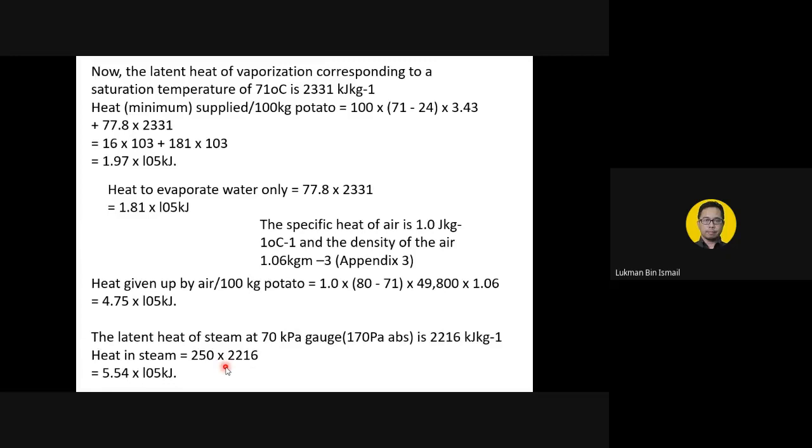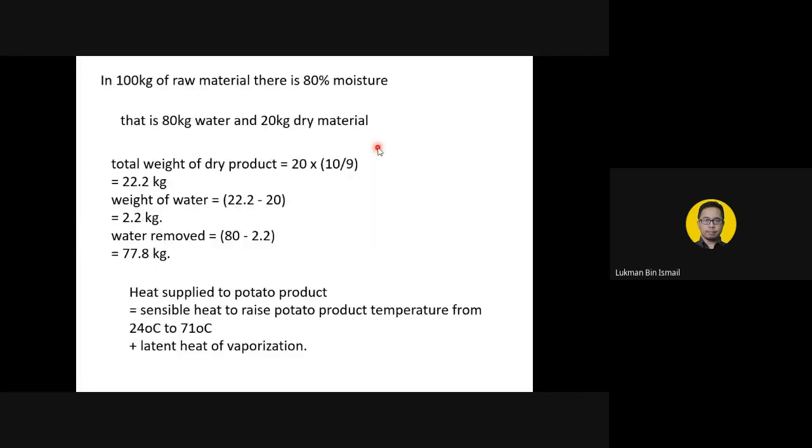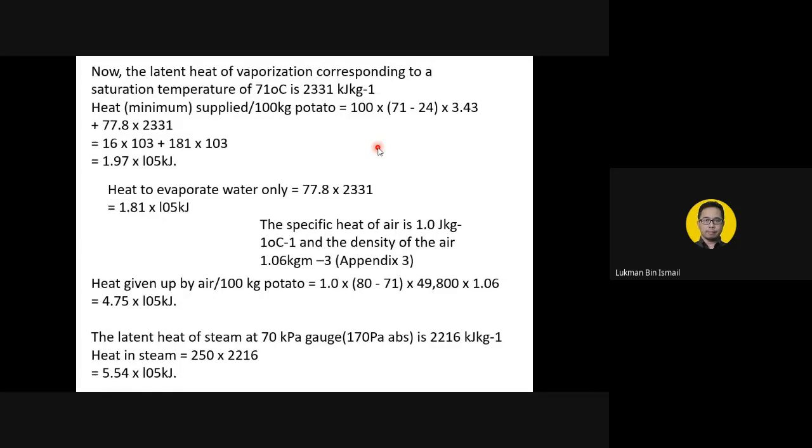Thus the heat in steam is lambda times the amount of steam, which is 250 kilogram, given. 250 kilogram times 2216, which is the latent heat of evaporation of steam. So you have 5.54 times 10 to the power of 5 kilojoule of latent heat of steam.